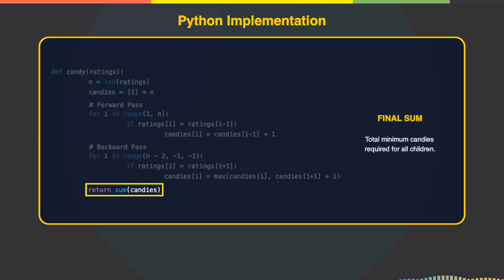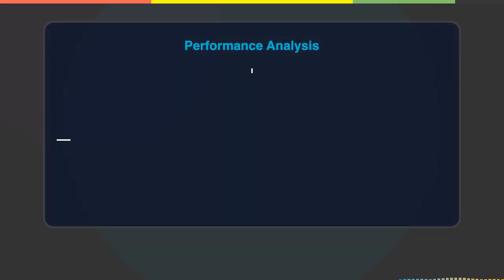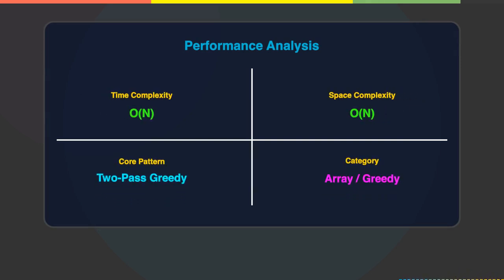This approach is highly efficient, running in O(n) time with a single linear scan in each direction. We use O(n) extra space for the candies array. You've just mastered the two-pass greedy pattern.